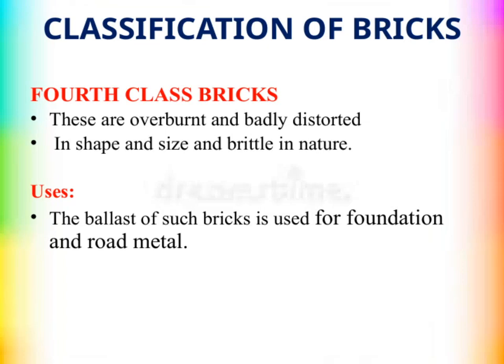Now, let's move on to the fourth class of bricks. These are overburnt and badly distorted in shape and size. Due to the excessive firing, they become brittle and fragile, which means they are not suitable for construction purposes. However, even though they are not ideal for building, they still have some useful applications. For instance, the ballast of such bricks can be used for foundation work and as road metal, providing a cost-effective solution for certain civil engineering needs. Understanding the classification of bricks helps us determine their proper use and ensures we select the right type for each project. This classification is crucial for maintaining quality and safety standards in construction.